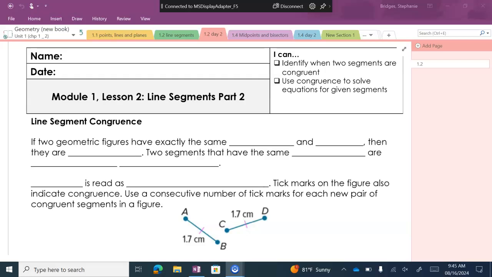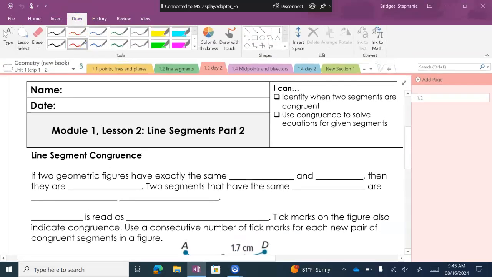So for congruence with geometric figures, if two geometric figures have exactly the same shape and exactly the same size, then they are congruent. Same shape, same size. These are congruent, right? Equal is referring to length. These are also equal in length, but they are congruent because they are the same shape and same size. Then they are what we call congruent.